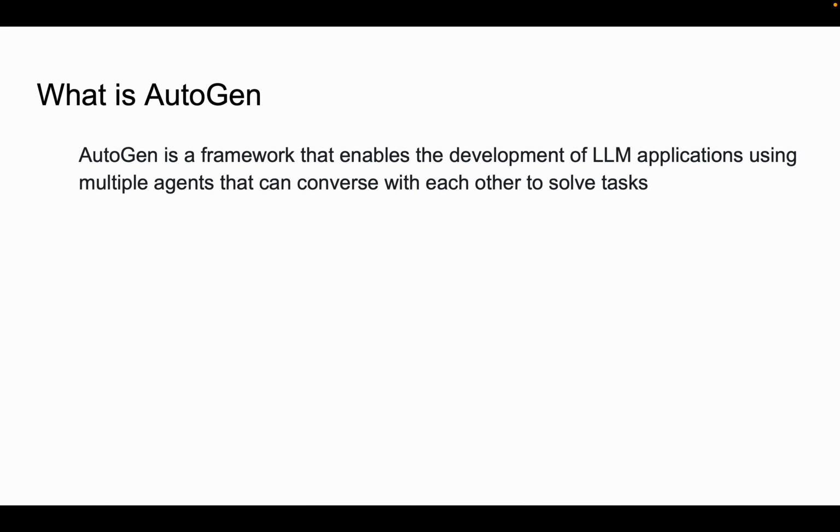In this video, we will be discussing AutoGen. So what is AutoGen? AutoGen is a product from the Microsoft Research community, and it is a framework which will help us to develop LLM applications using multiple agents. And these multiple agents will communicate with each other to solve a specific task.